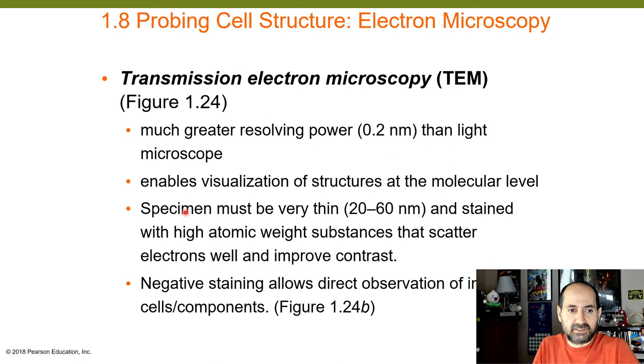Okay, but again, do you remember what I said? You have to section the samples very thin, and we're talking 20 to 60 nanometer sections, and you can stain your specimen. You can stain it, but you don't stain it with dye like we do with light microscopy. You stain it with high weight substances such as heavy metals, right? So silver or something. Negative staining allows direct observation of intact cells and components. So you can either stain the specimen or you can stain the background. Either way, you're going to be able to have the contrast you need to see your sample.